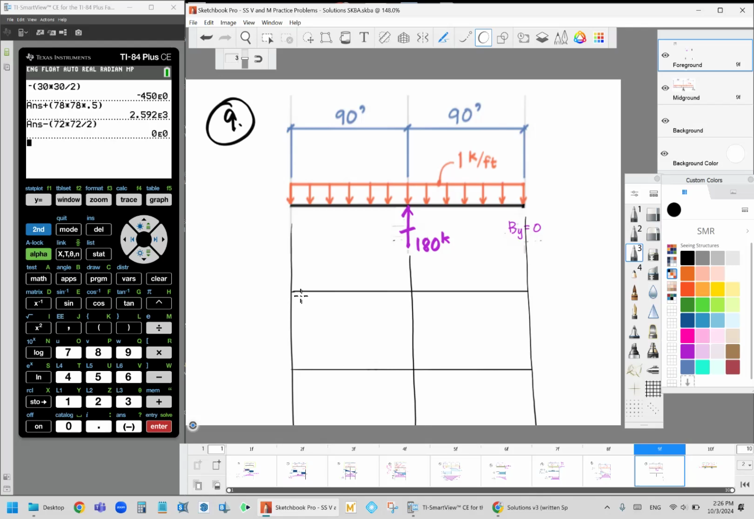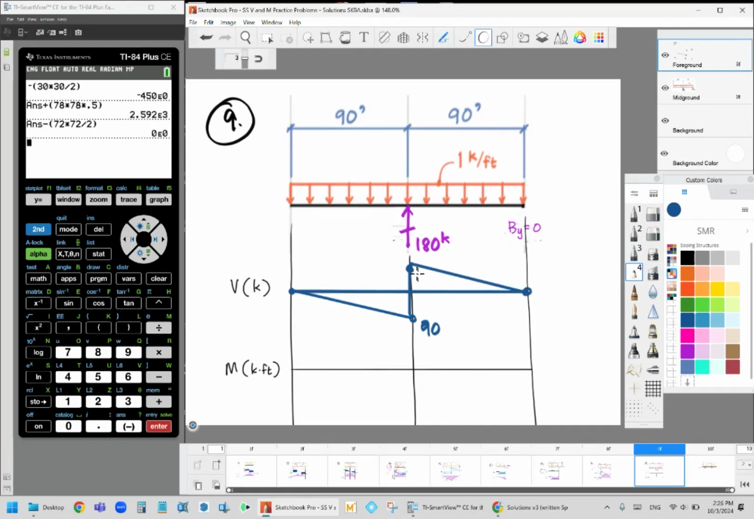All right, let's do it. So here's my shear diagram in kips, my moment diagram in kips times feet. Blue for shear diagram, start at 0, decrease by area under the curve. That lands me down here at 90, increase by 180, decrease by 90, back to 0. There's my shear diagram.